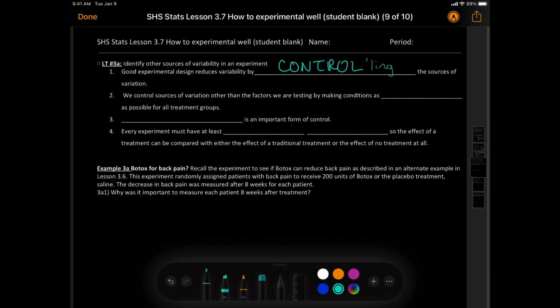Controlling the sources of variation. We control sources of variation other than the factors we are testing by making conditions as similar as possible for all treatment groups. Comparison is an important form of control.